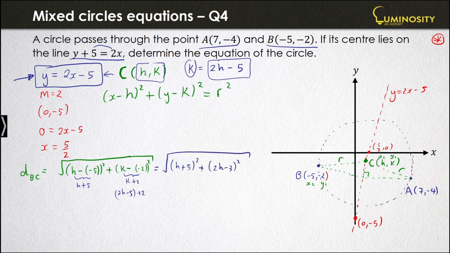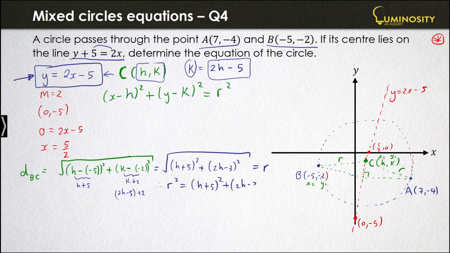So now I've got the distance between B and C, which is the radius r, as this expression here: square root of h plus 5 all squared plus 2h minus 3 all squared. All right, so that's one representation. So what I can do is square both sides and basically say the radius squared is equal to this expression here.